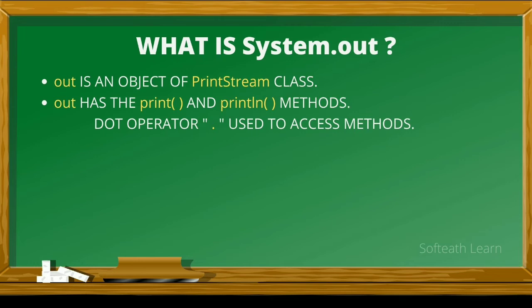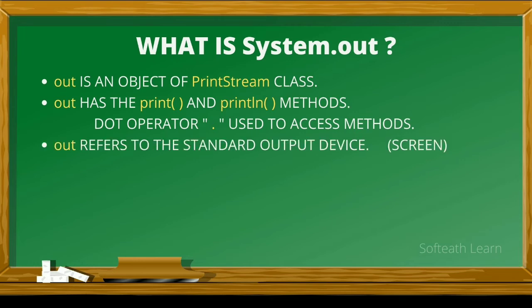Now the object out refers to the standard output device, which is the screen. This is why whenever we use the print or println method, we will see something printed on our screen in the console window. So this is the information I want you to know about the out object.